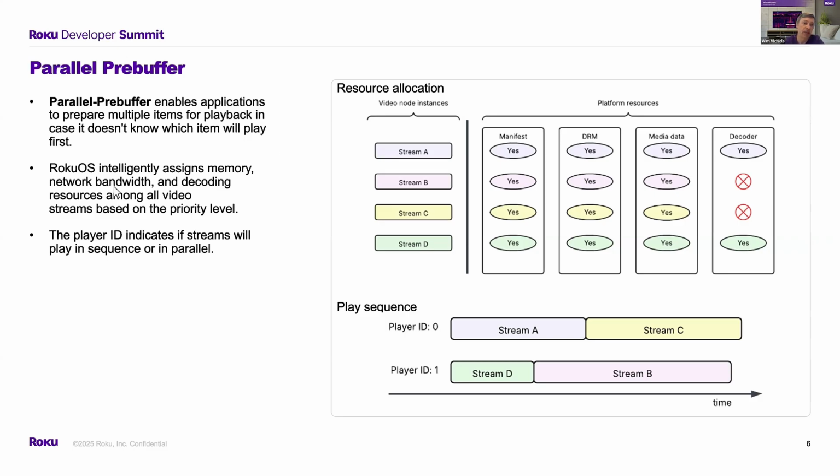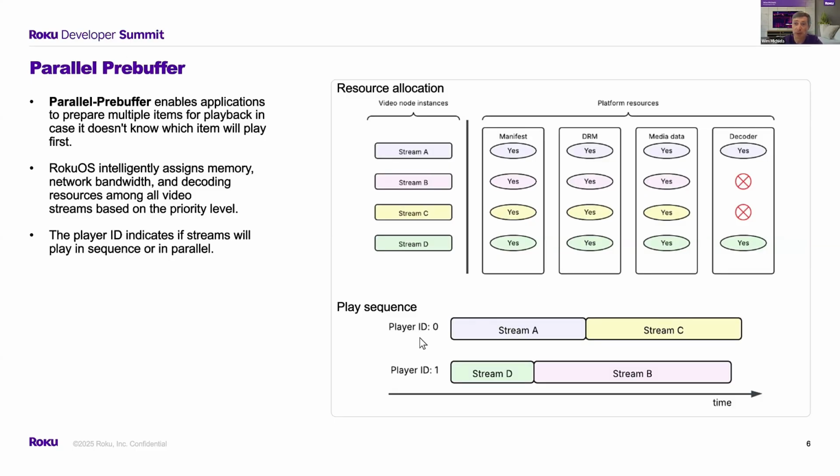Then the second parameter is the player ID. The player ID tells Roku OS which items play in parallel and which play in sequence. In this example, at the bottom here, we have streams A and C assigned player ID 0.